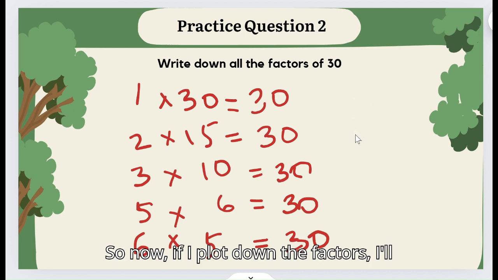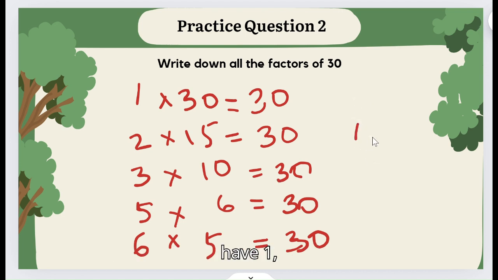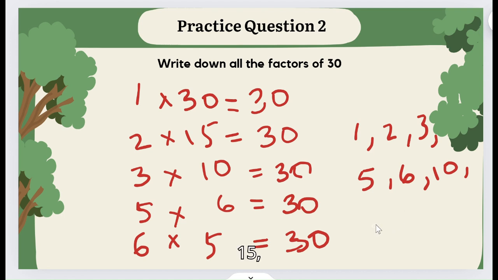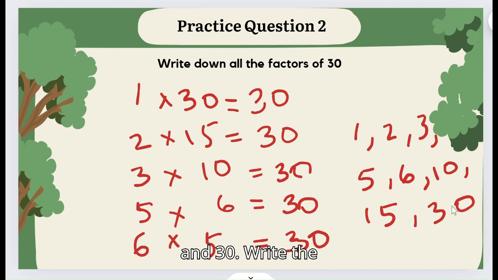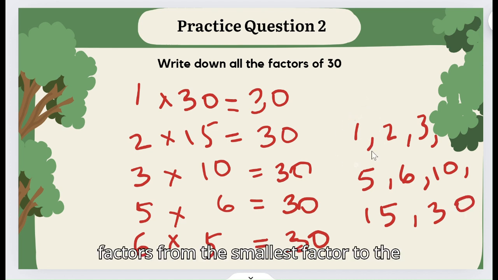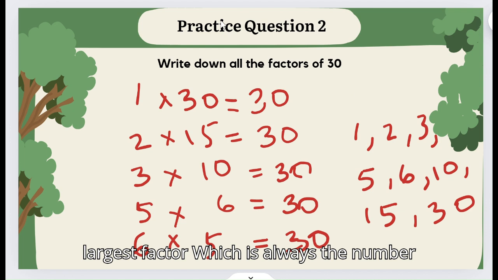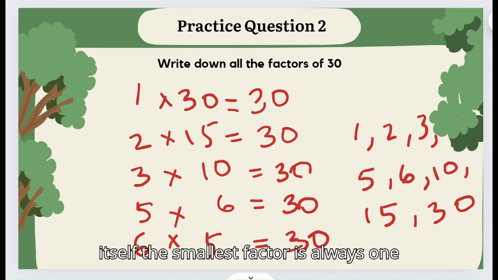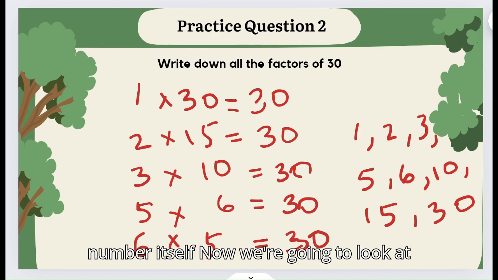So now if I plot down the factors, I'll have 1, 2, 3, 5, 6, then 10, 15, and 30. So I write the factors from the smallest factor to the largest factor, which is always the number itself. The smallest factor is always 1, and the largest factor is always the number itself.